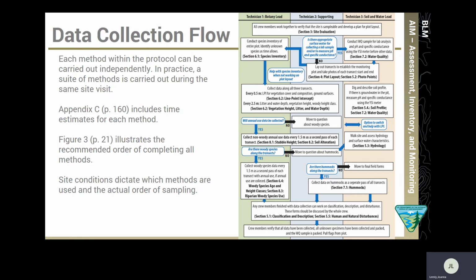For some crews, these roles will remain consistent throughout the field season. But other crews may want to change roles at different sites to build skills in all components of the protocol. I will not go through the flowchart in detail because it is hard to understand how the pieces fit together before learning each method. But it is important to see that there is a recommended flow that maximizes efficiency of data collection at each site. While this flow is recommended, site conditions will dictate which methods are used in the actual order of sampling. For instance, not all sites will have surface water, woody vegetation, or hummocks. Given the diversity of riparian and wetland systems, sampling will be different at each site visited.